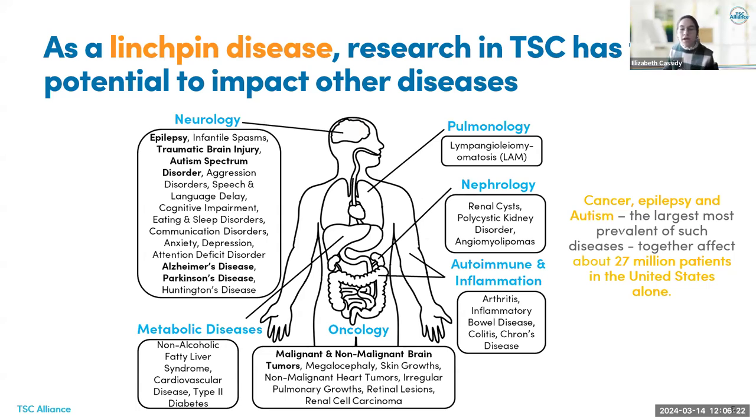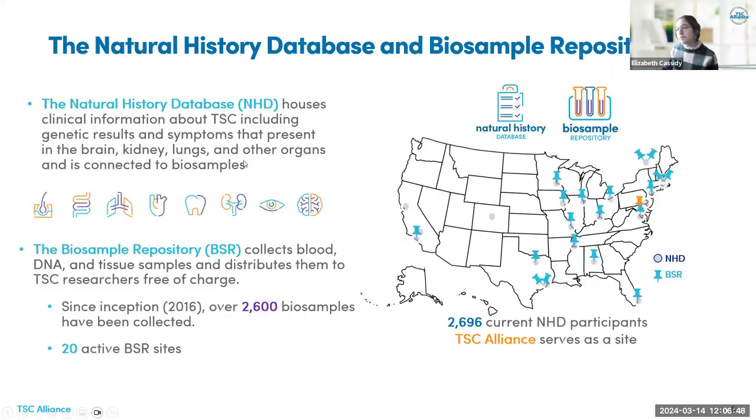TSC is what we consider a linchpin disease, meaning its genetic pathway is similar to other more common diseases and disorders like cancer, epilepsy, diabetes, and autism. So we really feel that advancements and investments in TSC research can benefit the understanding of things that affect the broader population and may actually lead to a better understanding of these diseases that affect millions of people worldwide.